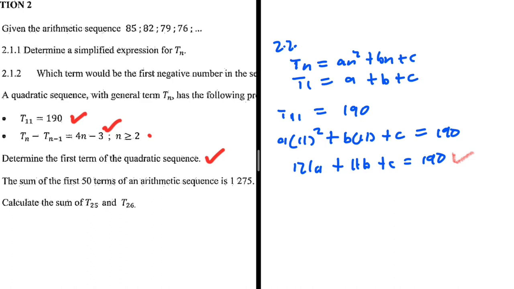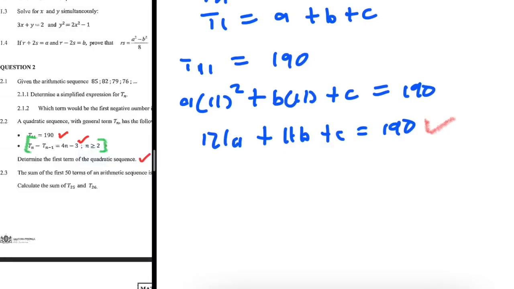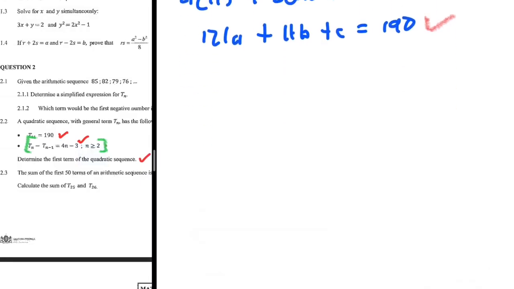The only other thing that we are yet to use is this statement here. Tn minus Tn minus 1 is equal to 4n minus 3 when n is greater or equal to 2. So let's go ahead and use that. Like we have established, that is the difference of the terms in the quadratic sequence. So let's generalize, okay? In some quadratic sequence, we're going to have T1, T2, and T3, of which we can find the difference of these terms and have an arithmetic sequence, because the difference of a quadratic gives you arithmetic.